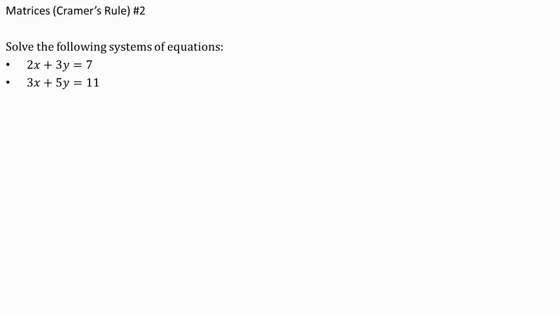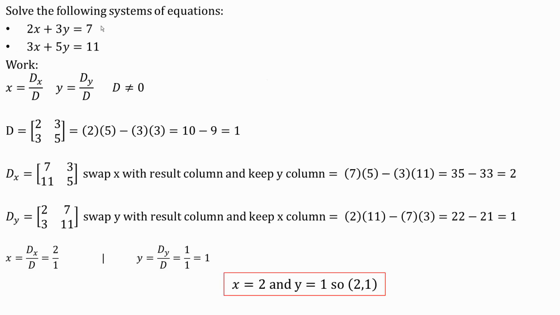In this video, we will solve another system of equations using another method. This method will be Cramer's rule. And so let's begin. We want to solve this system of equations here, and we can do it using Cramer's rule. The x value will equal d sub x divided by the determinant, and the y value will equal d sub y divided by the determinant.